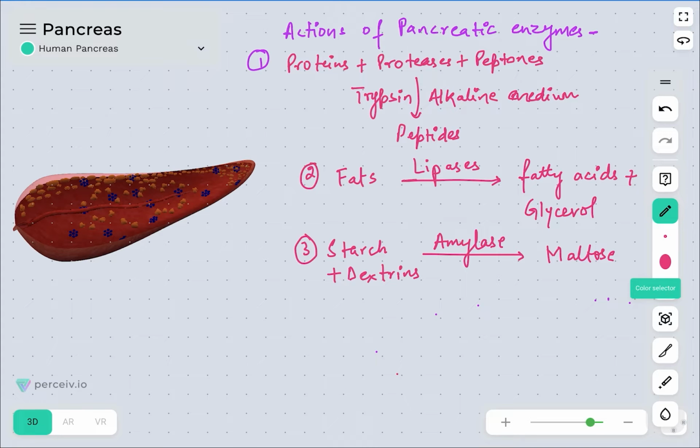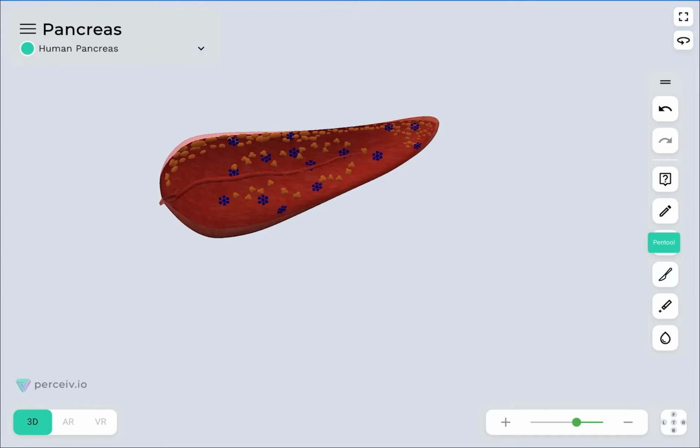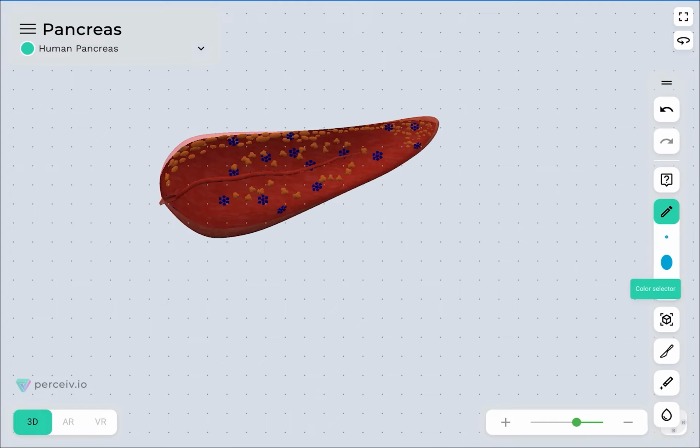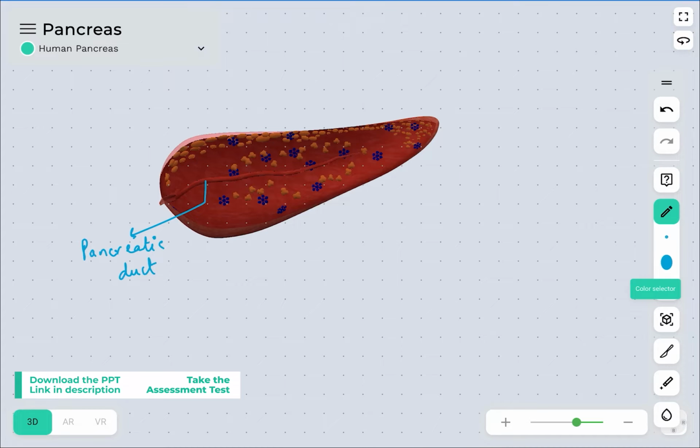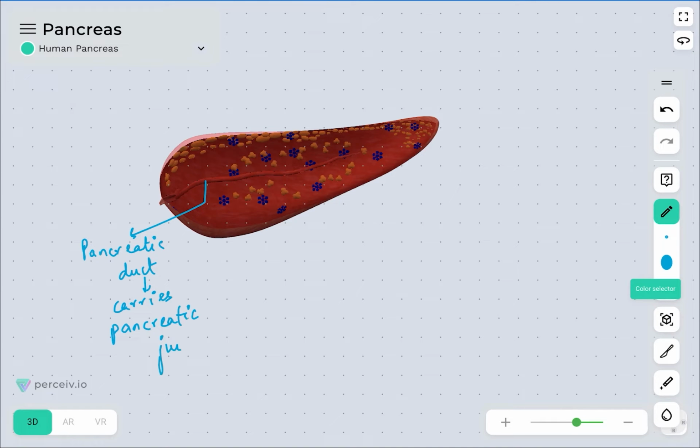Now we will talk about the endocrine functions, which are primarily responsible for releasing hormones. But before that we will see the labeling part first in the entire pancreas, and then we will see the endocrine functions of the pancreas. If you are going to label the different parts of the pancreas, this you can see is the pancreatic duct. This duct is primarily going to carry the juices that are coming from the pancreas, along with the hormones as well.